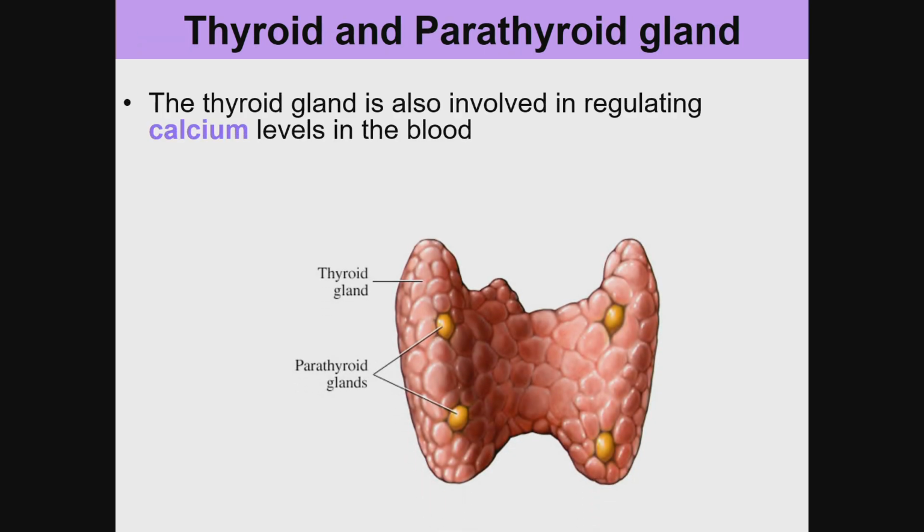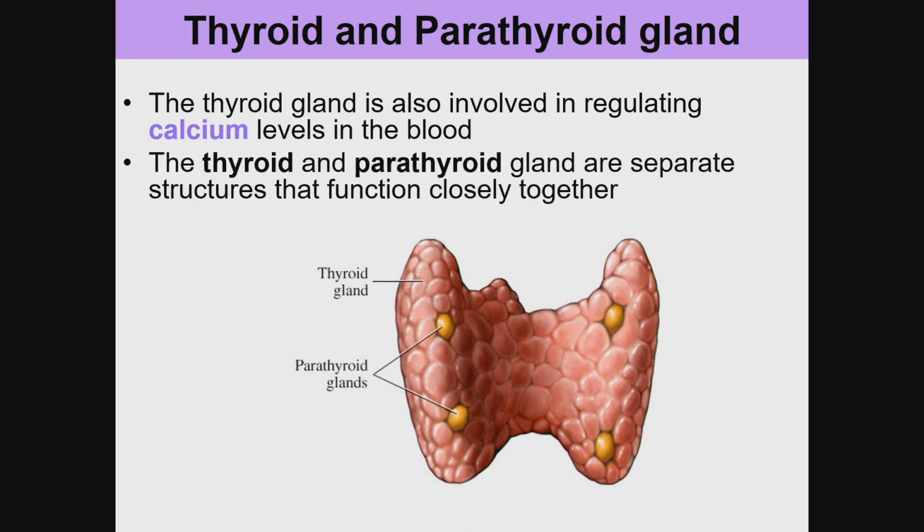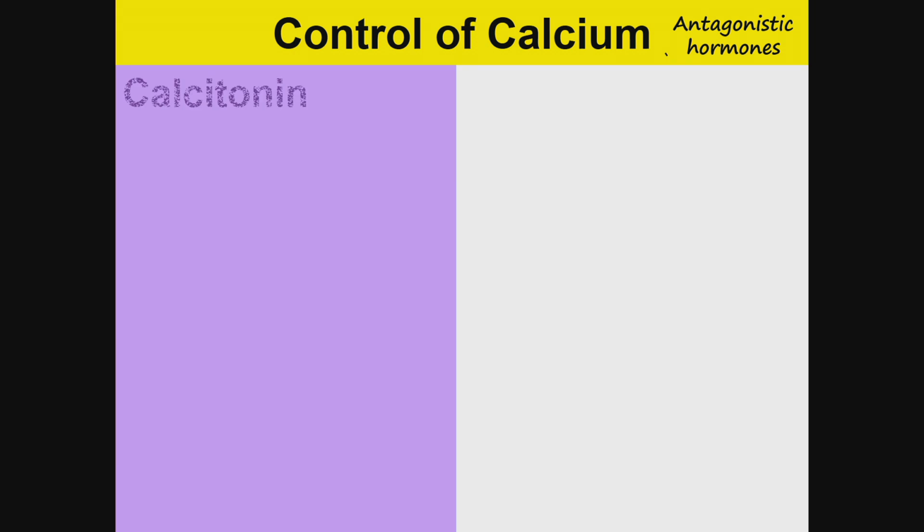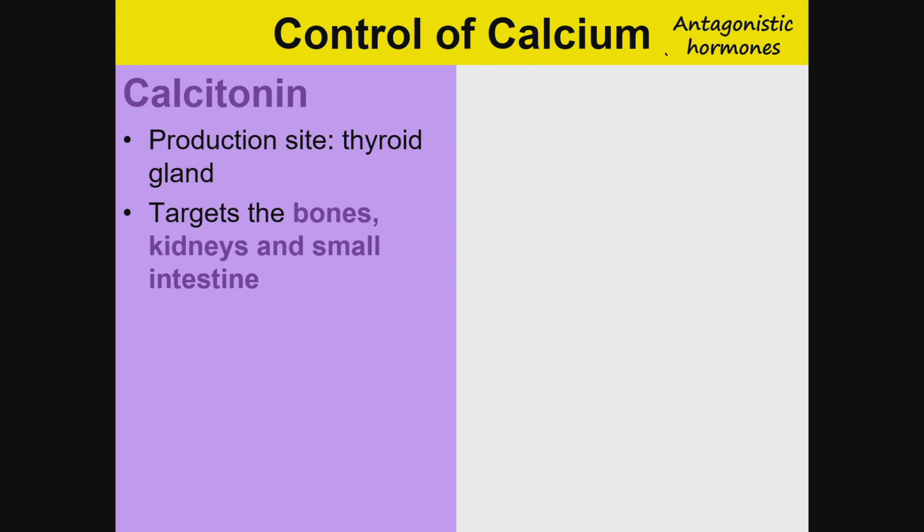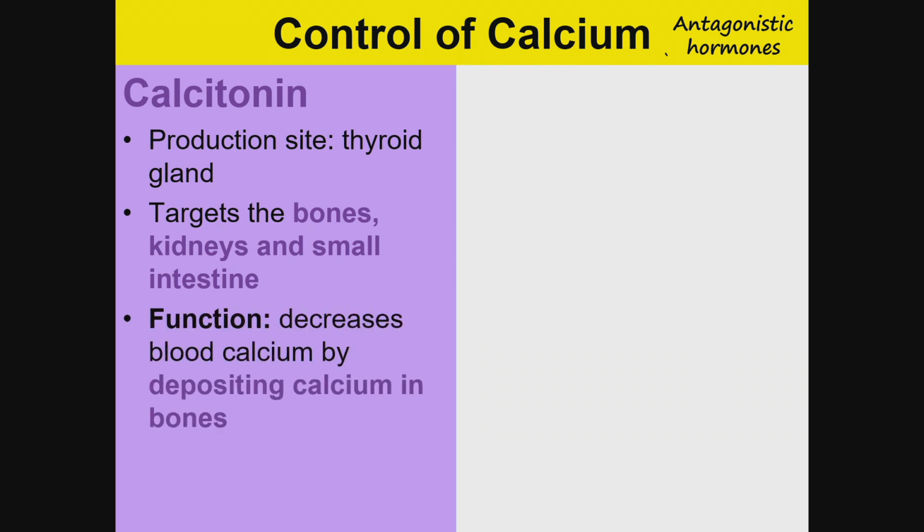The thyroid gland is also involved in regulating calcium levels in the blood. The thyroid and parathyroid gland are separate structures that function closely together. Calcitonin from the thyroid gland targets the bones, kidneys, and small intestine. It decreases blood calcium by depositing calcium in bones, and excess calcium is excreted in urine. In the small intestine, it causes less absorption of calcium from the food.